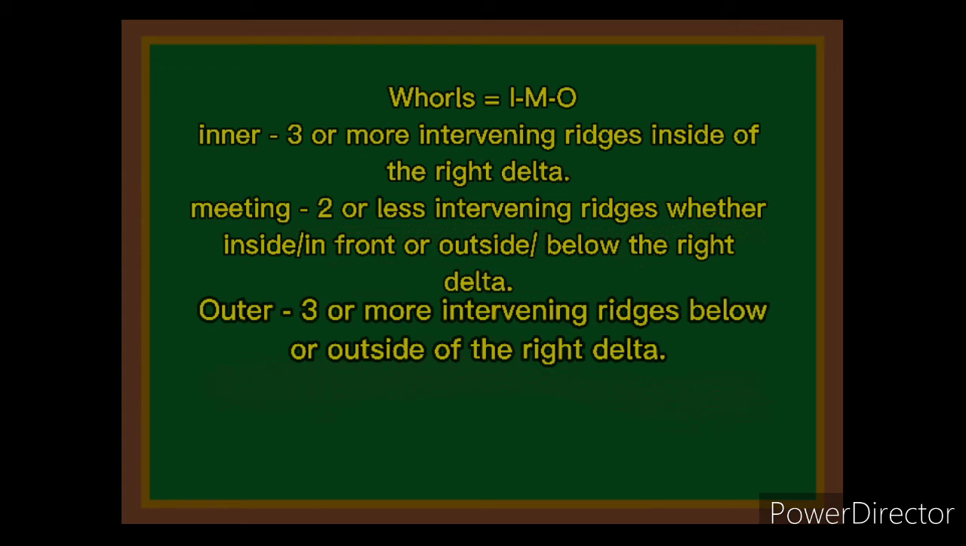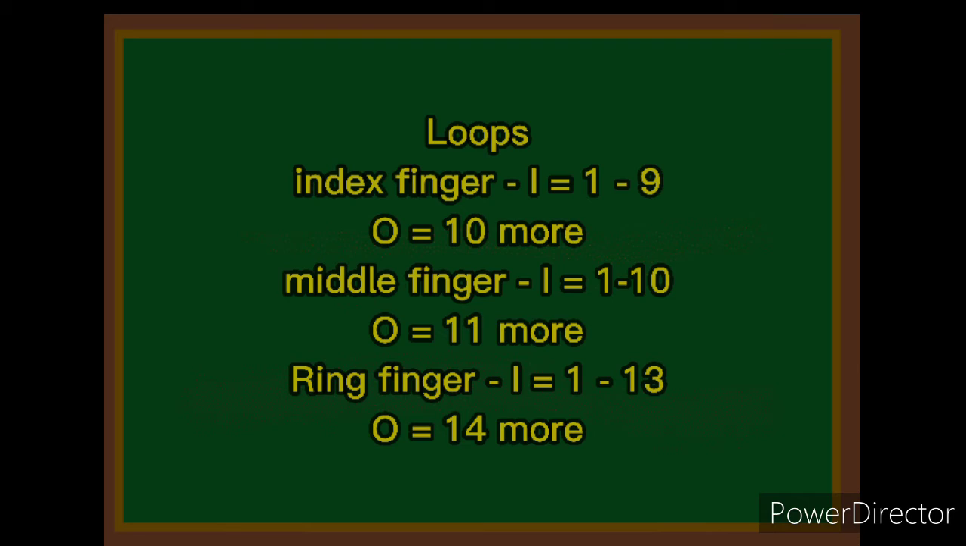Inner has 3 or more intervening ridges inside of the right delta. Meeting has 2 or less intervening ridges, whether inside, in front, or outside, or below the right delta. Outer has 3 or more intervening ridges below or outside of the right delta. In this chart, there are different classifications in index, middle, and ring finger for outer and inner shown in the chart above.